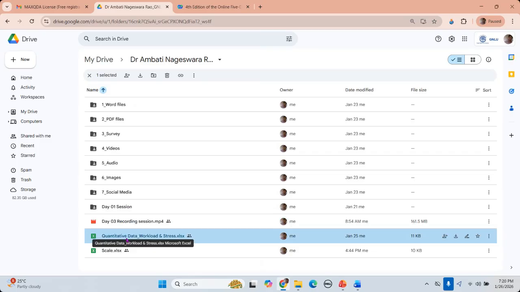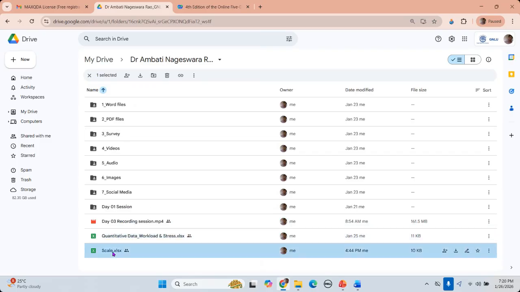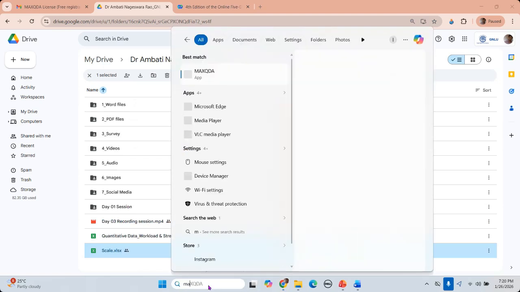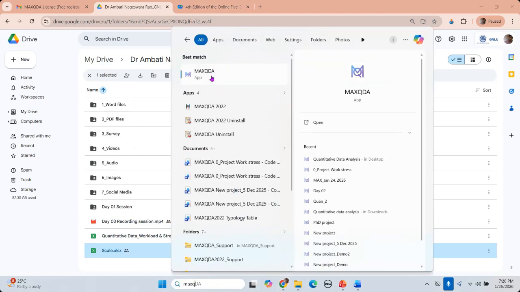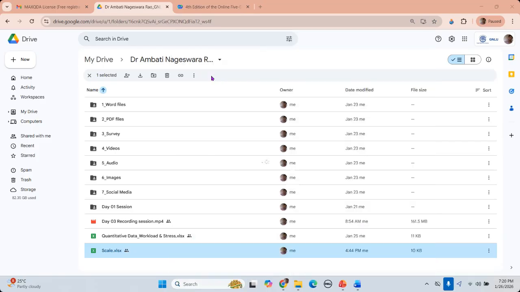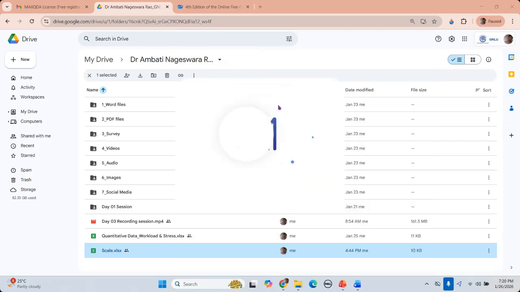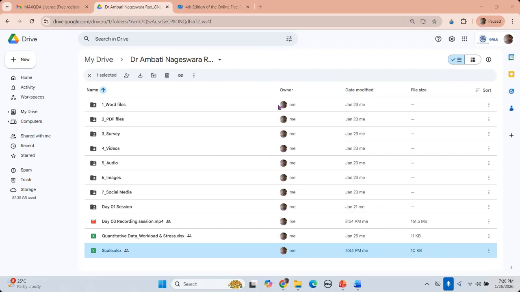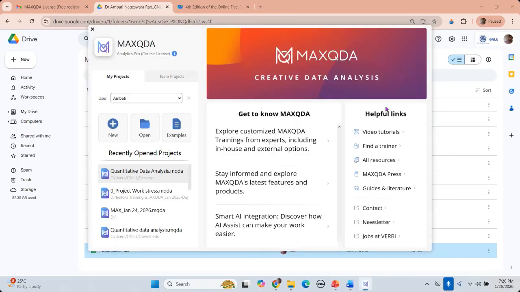In this Google Drive link, we have quantitative data, workload, and stress. Please check the Google Drive link. There are 2 sample files. Please open your MAXQDA application.